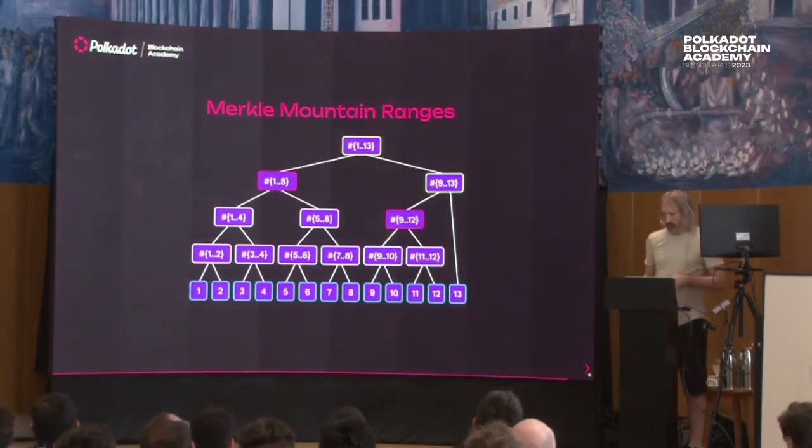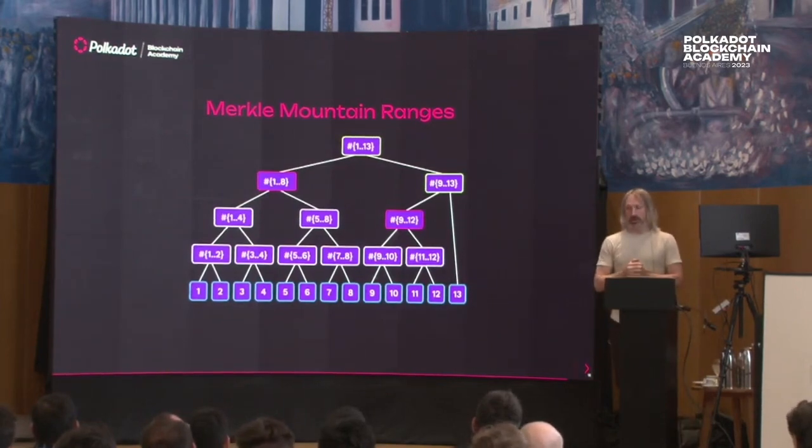Okay. Merkle mountain ranges and Merkle tries. Any questions?